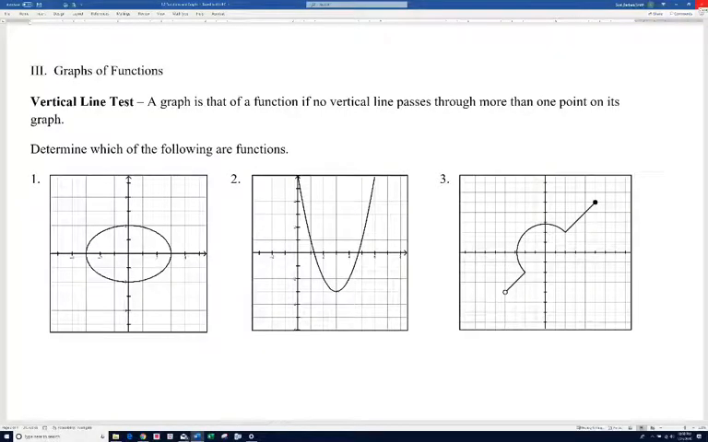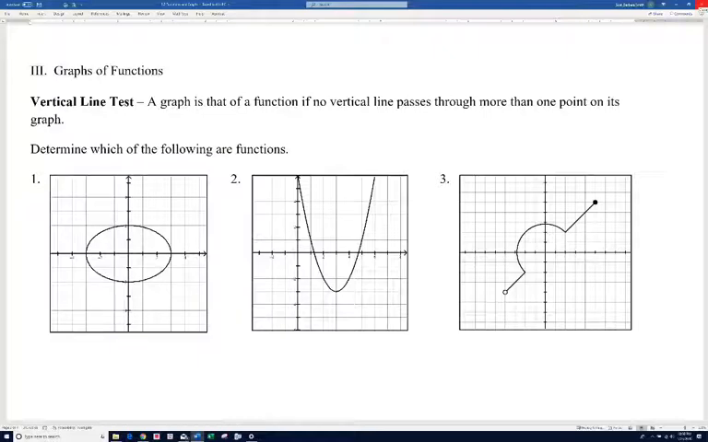Okay, this video here is part 2 for the video on functions and graphs. So here it says graphs of functions, and first of all we're going to talk about the vertical line test. A graph is that of a function if no vertical line passes through more than one point on its graph. So determine which of the following are functions.